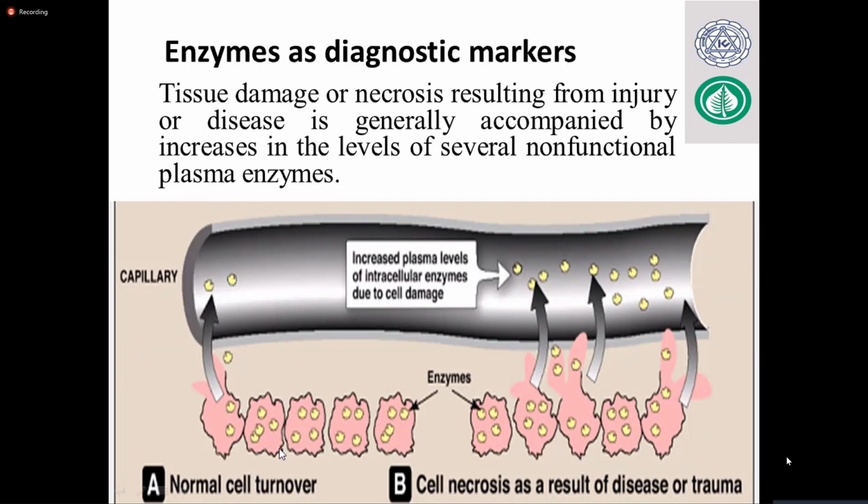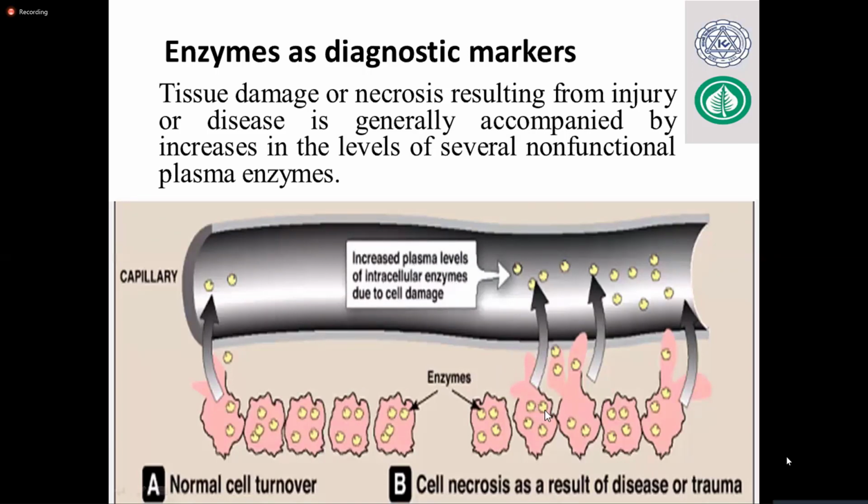See, we have a number of cells, and inside the cell there is a huge amount of enzyme. Once they are damaged either physiologically or pathologically, the more cells are damaged, the more enzyme is released into the blood, and we are measuring that amount of enzyme in our blood. And if it is high, that means it is indirectly indicating that there is something wrong at our tissue or cell level. Increased plasma level of intracellular enzyme due to cell damage.